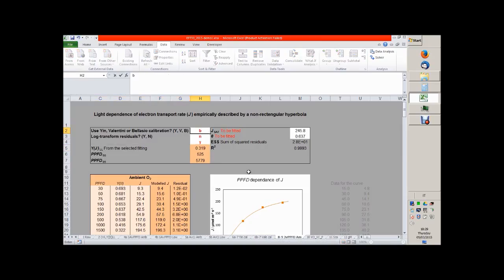When Bellasio is specified here, it is required to specify what YJLL is desired. It is suggested to specify the Yin initial quantum yield for electron transport, because the Bellasio calibration is a variant of the Yin calibration. When this is not available, one can specify V here.